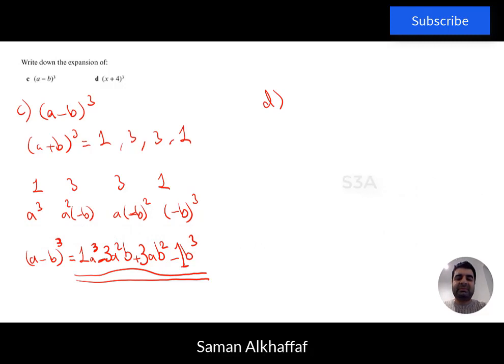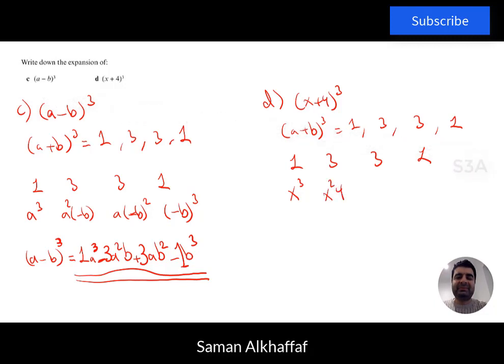For part D, we have the expression x plus 4 to the power 3. So we know the coefficients would be 1, 3, 3, and 1. So the way we would find this, we would have x to the power 3, then x squared times 4, then x times 4 squared, and we would also have 4 to the power 3.